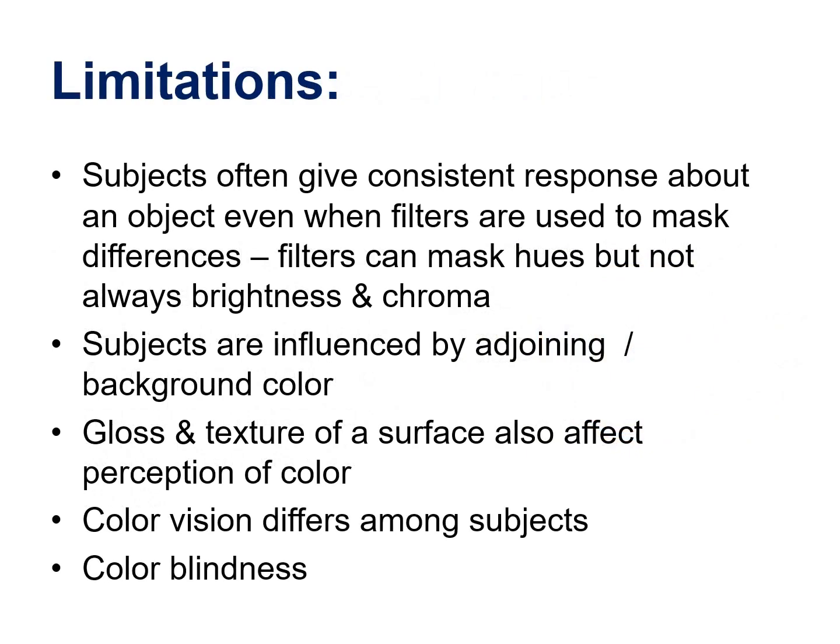So these are the limitations of vision. Subjects often give consistent responses about an object even when filters are used to mask differences. In many cases, filters can mask hues, but not always brightness and chroma. Subjects are also influenced by the adjoining or background color, and the gloss and texture of a surface also affect the perception of color.